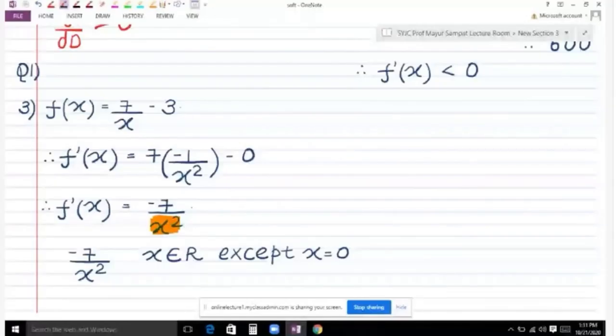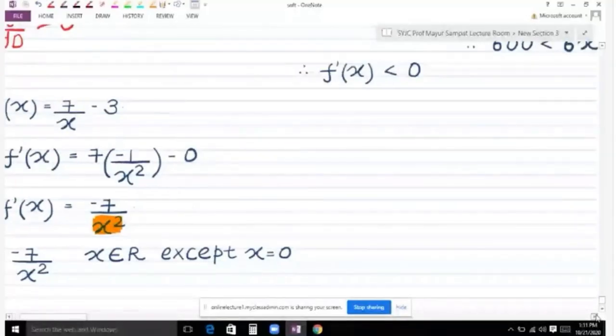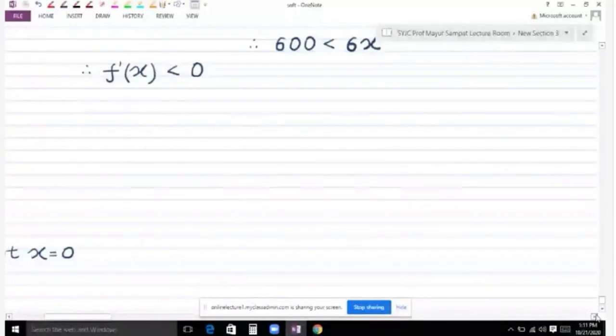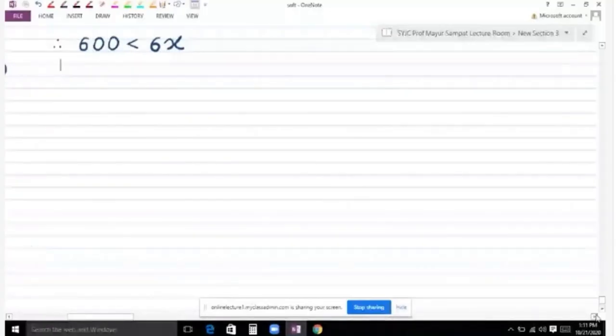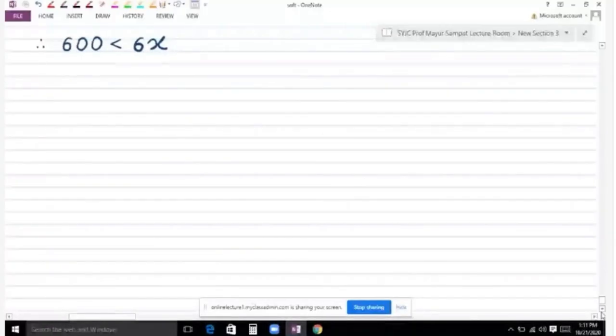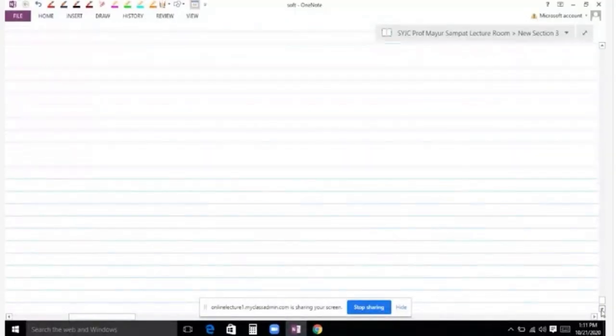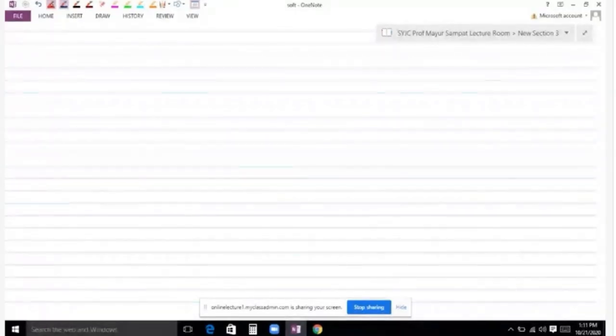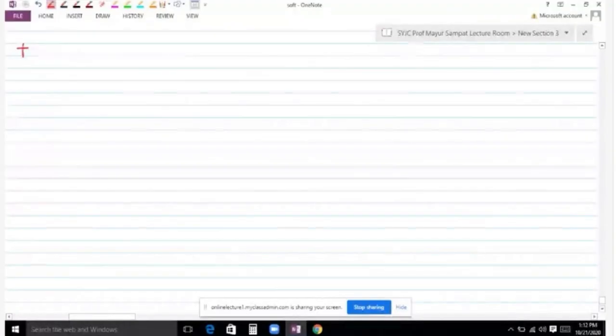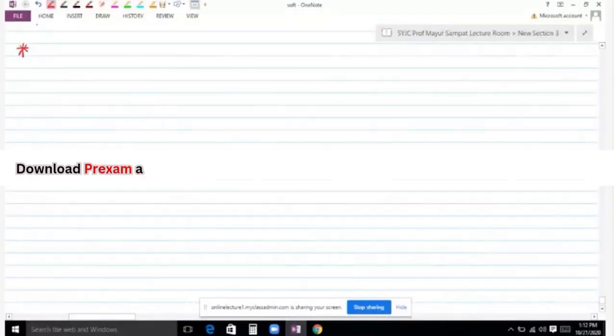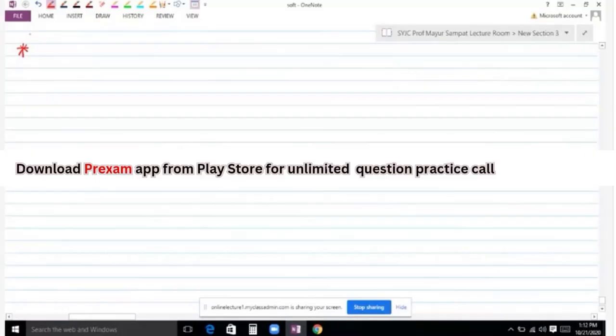So, ready? Next. Write down the next. We'll proceed with the new application. Increasing and decreasing is over. Write down the new application: marginal propensity to consume and marginal propensity to savings.